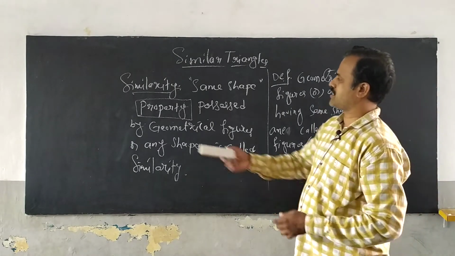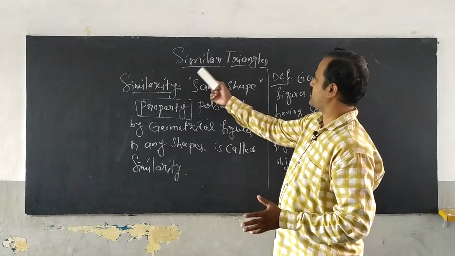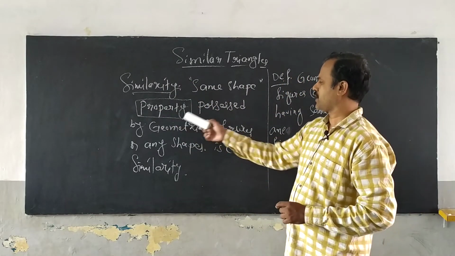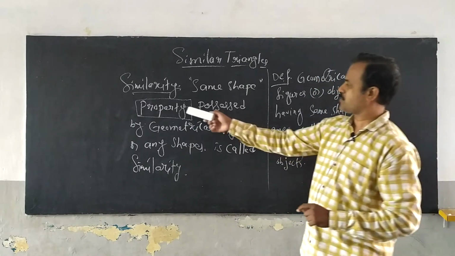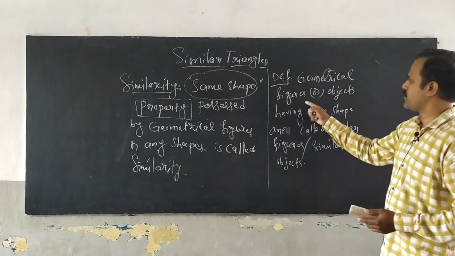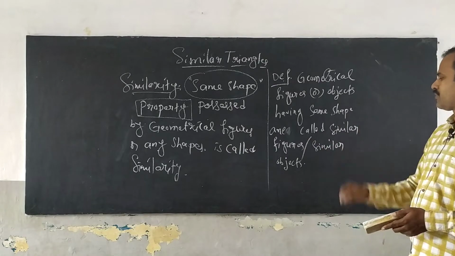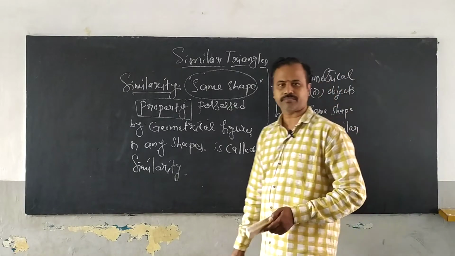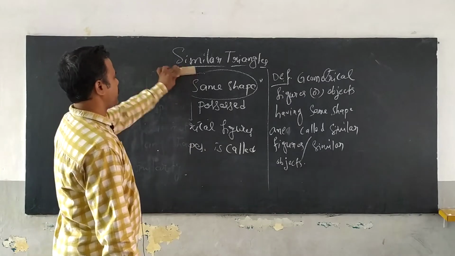So similarity is nothing but a property. The first topic in similar triangles is similarity. Similarity is a property possessed by geometrical figures or any shapes, and this property is nothing but same shape. By the definition, geometrical figures or objects having the same shape are called similar figures or similar objects.